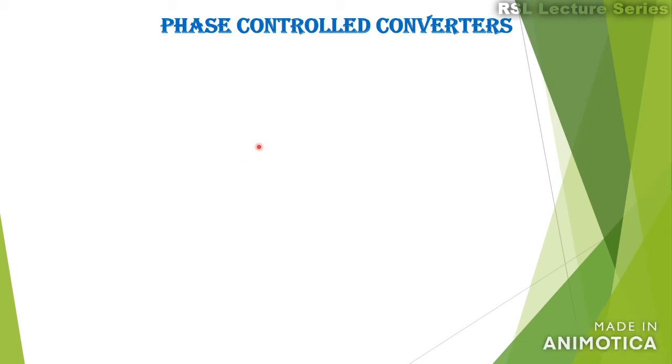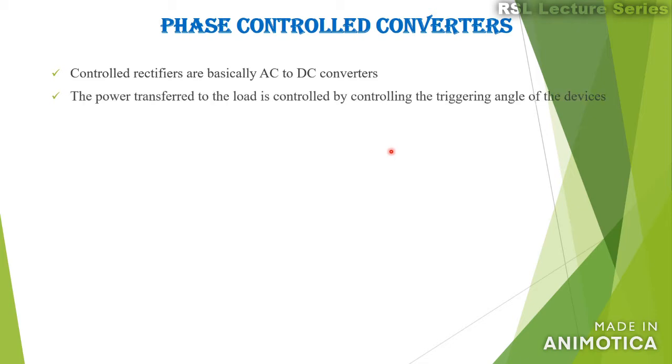So in this lecture, we'll discuss the working principle of phase controlled converters. Phase controlled converters are also called controlled rectifiers. They are basically AC to DC converters only. The power transfer to the load is controlled by controlling the triggering angle of the devices.